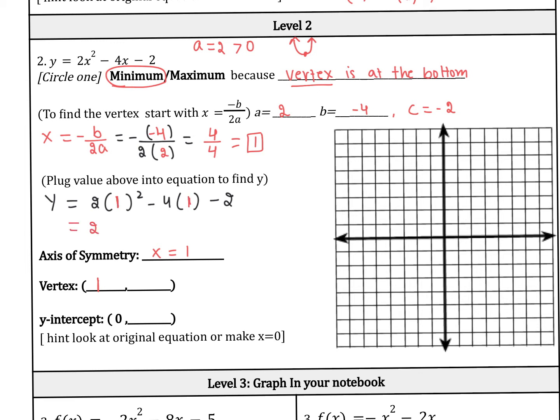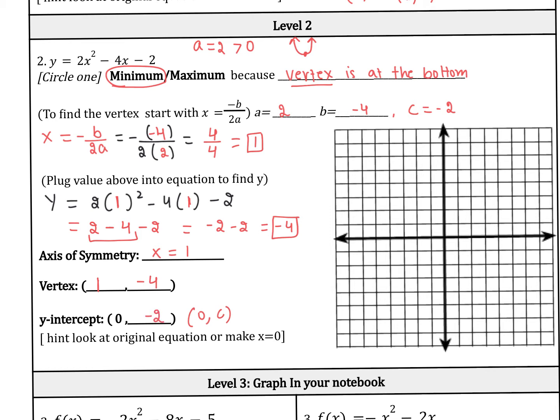2 times 1 squared is just 2. Minus 4 minus 2. 2 minus 4 is negative 2. And negative 2 and negative 2 will give you negative 4 for the y value. The y-intercept is always 0, c. And then c is negative 2.